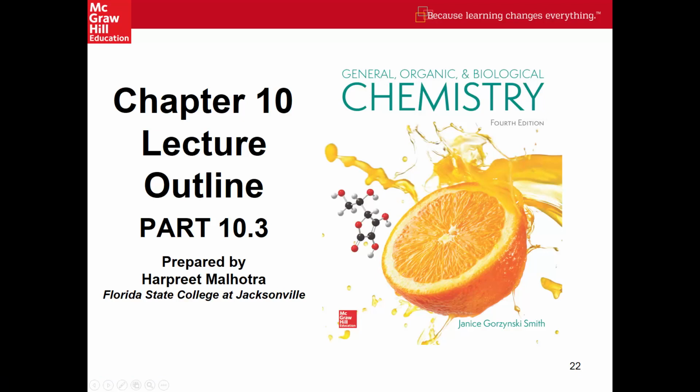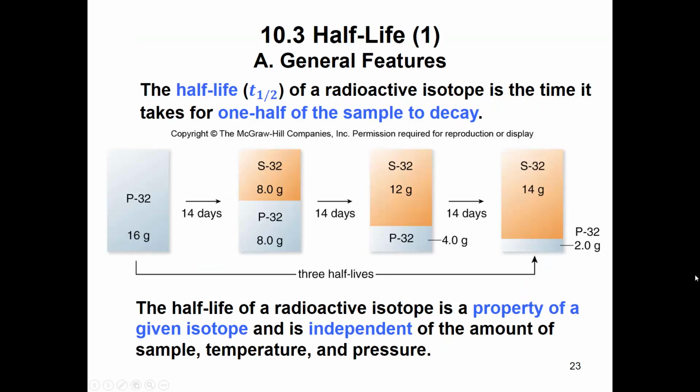Continuing our talk about nuclear chemistry, we're going to look at something called a half-life. And a half-life, or T sub 1/2, as it's mathematically represented, is the time it takes for half of the sample to decay. So if I start out with 16 grams and the half-life is 14 days, 2 weeks, after 2 weeks I'll have 8 grams of the original P-32.